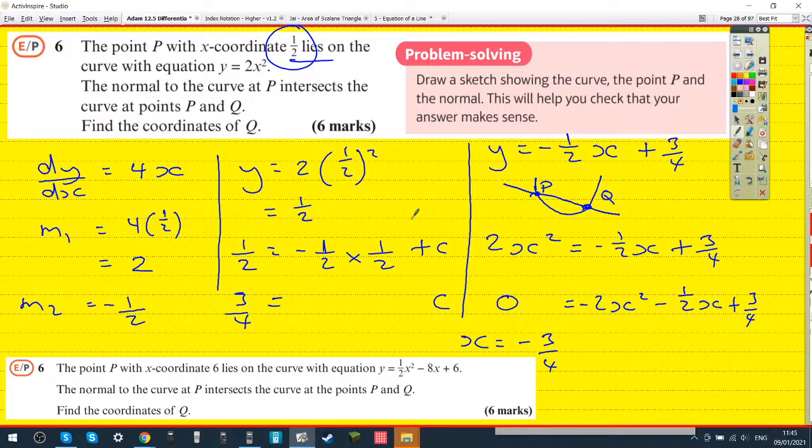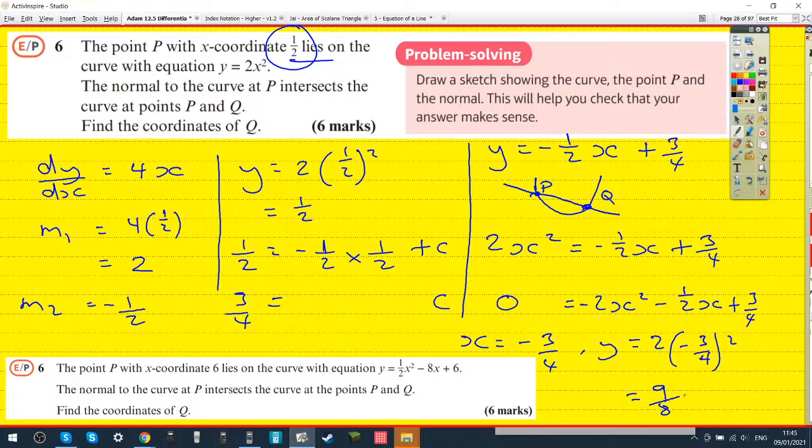Would we use what we used before, actually? Would you substitute minus 3 over 4 into 2x squared? That'll work, yeah. Okay. 3, 2, 6. Which gives you 9 over 8.